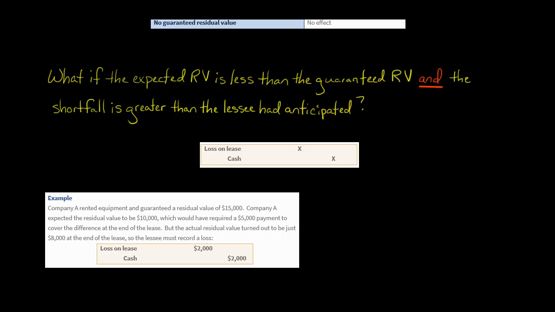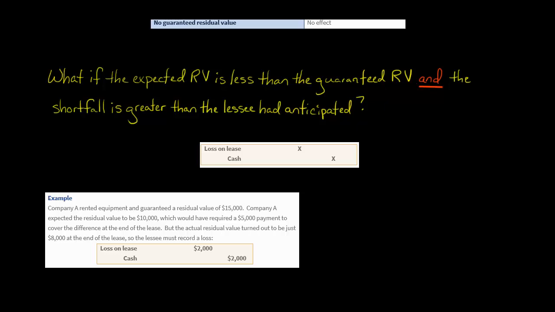Now let's do an example because it's a little more difficult than you might be thinking. So company A, they're the lessee. They rented some equipment. There's a guaranteed residual value of $15,000. Now they expect the residual value to be 10,000. So guaranteed of 15, expected of 10. So that's going to affect the computation of lease liability. They're expecting a shortfall of $5,000. They would take that into consideration when calculating the lease liability.